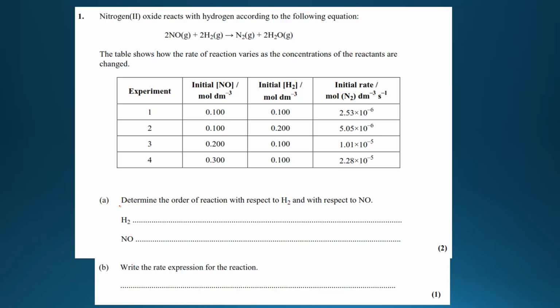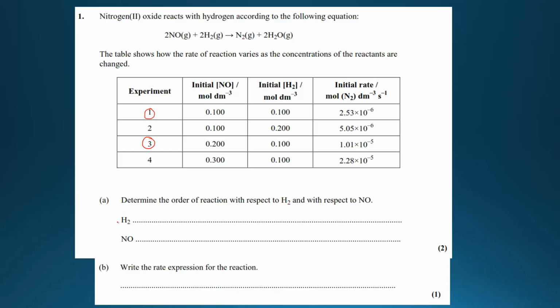So part A, determine the order of reaction with respect to hydrogen and with respect to nitrogen monoxide. So we'll do the nitrogen monoxide first. Now, just like in the previous video, you look for 2 experiments where the concentration of the one you're trying to find is changed and the concentration of the other reactant stays the same. So in experiment 1 and experiment 3, we are doubling the concentration of the nitrogen monoxide and the concentration of the hydrogen stays the same. And the rate increases by a factor of 4.